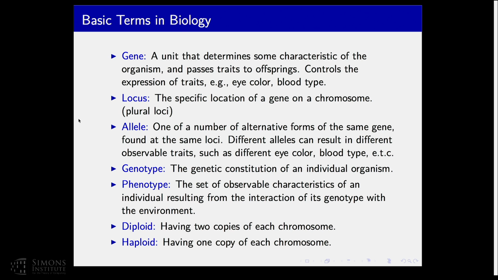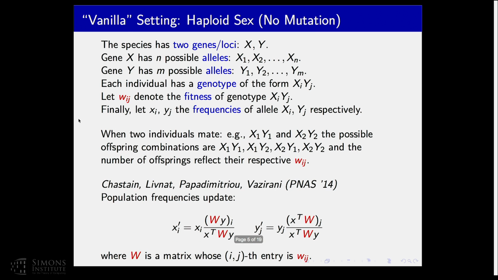Now human beings have 2 copies of each chromosome, but simpler creatures like bacteria have only 1 copy. These are called haploids. Right? So this is the basic lingo. And here's the simplest setting. We have a haploid species that reproduces sexually without any mutation. In this case, we have exactly 2 genes, gene X and gene Y, and the first gene has n possibilities, whereas the second one has m possibilities. Once we put 2 of these alleles together, we create a genotype that's an individual, and let W_ij denote the fitness of this individual.